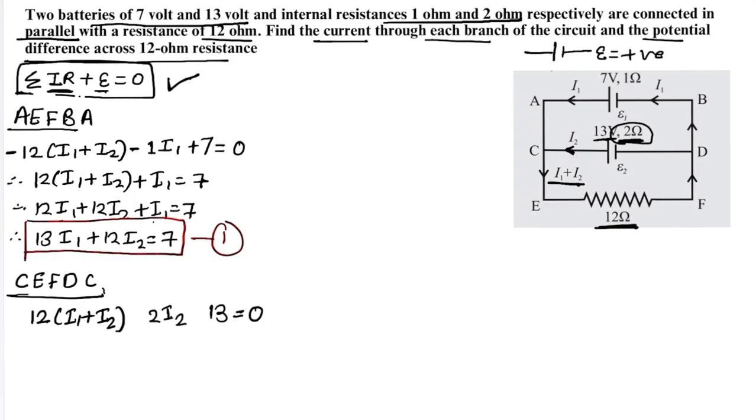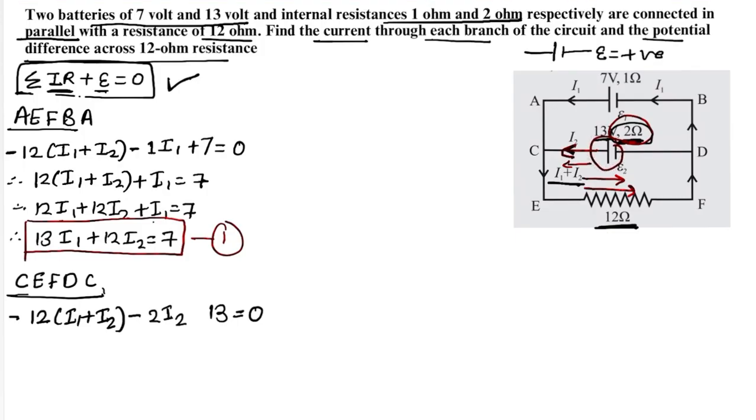By using sign convention, if we look here, the direction of loop and direction of current is the same, therefore the sign will be minus. Here through the 2 ohm resistance, the direction of current and direction of loop are in the same direction, therefore it will be minus sign.